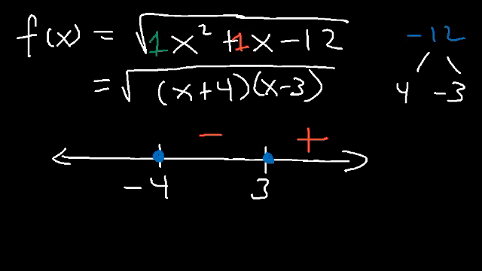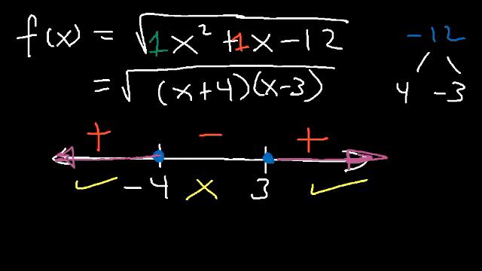Now if we plug in a number less than -4 in the region on the left, let's say -5, -5 plus 4 is a negative number, and -5 minus 3 is negative. Two negative numbers, when multiplied, will give you a positive result. So we can't have any negative numbers inside a square root. So it's not going to work for this region, but it's going to work for this region. Therefore, we could shade to the right of 3 and to the left of -4.